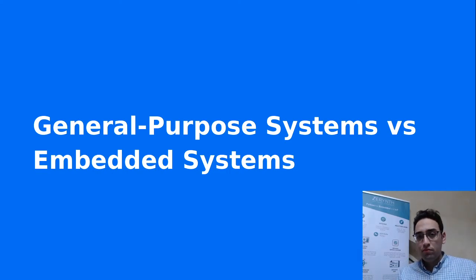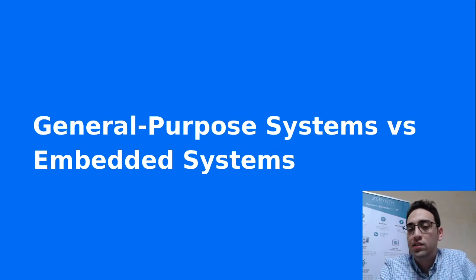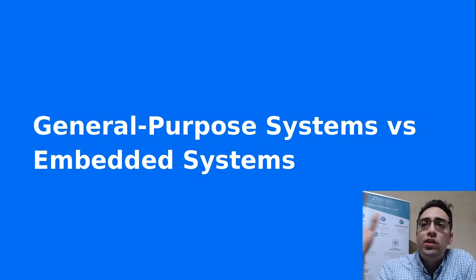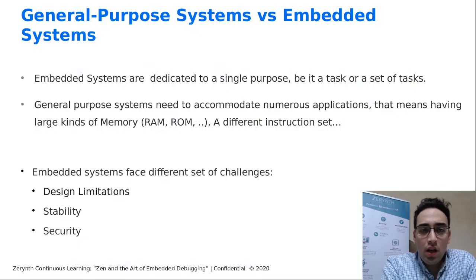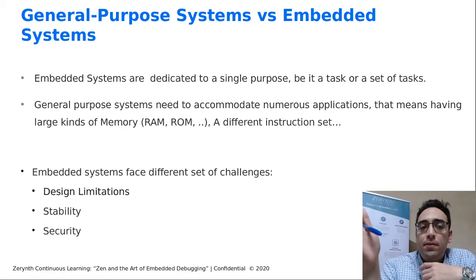Okay, so let us start from the beginning. What is the difference between a general purpose system and an embedded system? General purpose systems are, for instance, PCs. And embedded systems might be any system that is responsible for a certain task. That means controlling some kind of motors, doing some kind of calculations, sending some data to the cloud. So let's first talk about the general differences between general purpose systems and embedded systems.